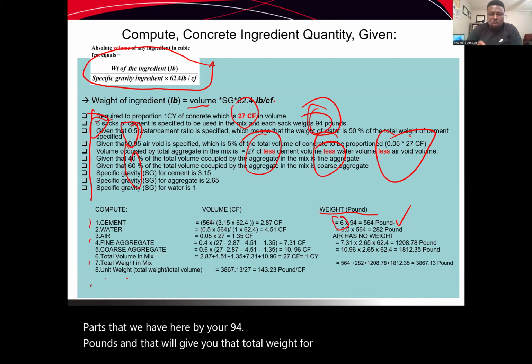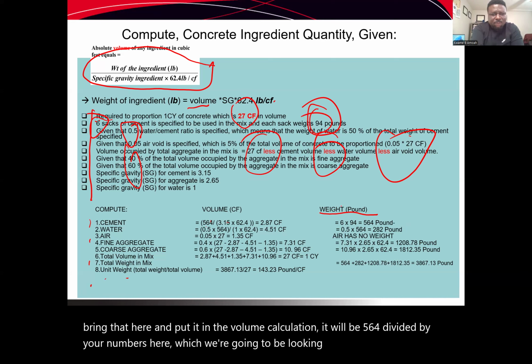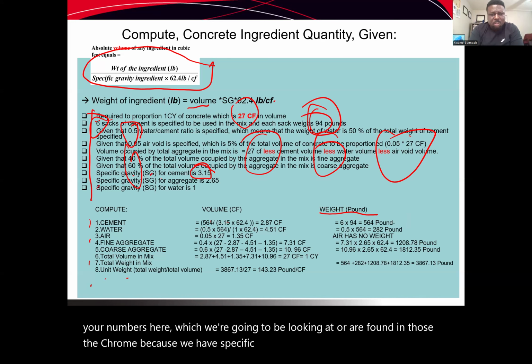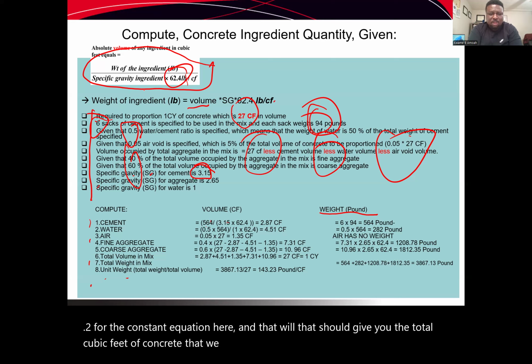All right. So when you bring that here and put it in the volume calculation, it will be 564 divided by the numbers here, which are found in those tables, because we have specific gravity 3.5, and then we have our 62.4 for the constant in the equation here, and that should give you the total cubic feet of concrete that we need, the portion that we need for cement.